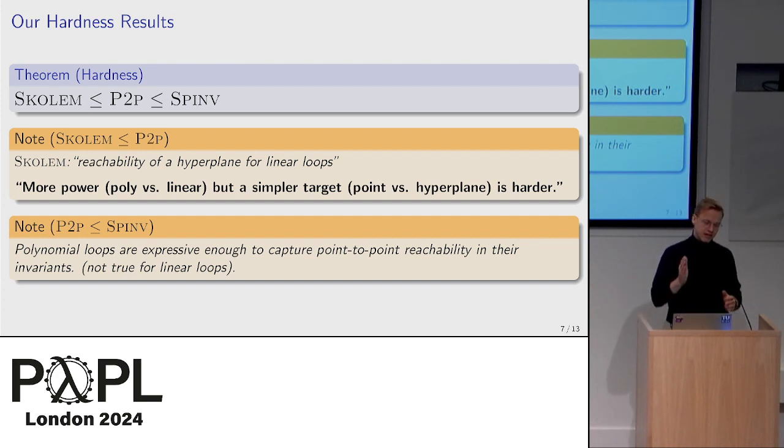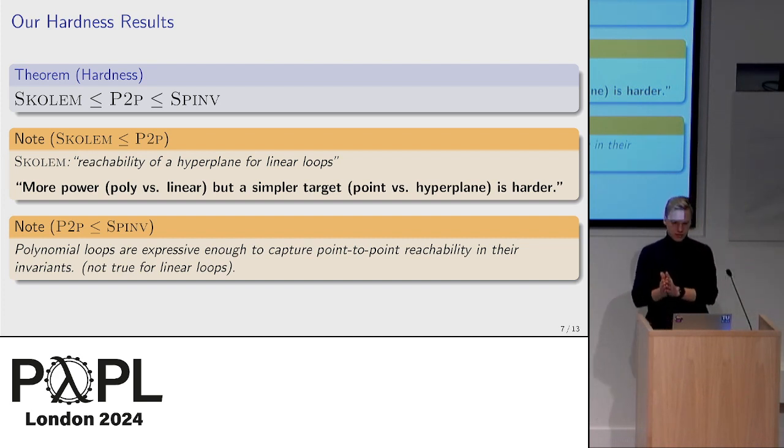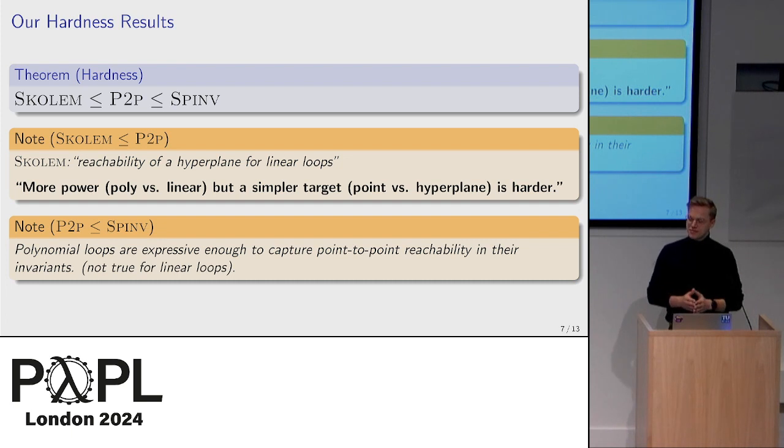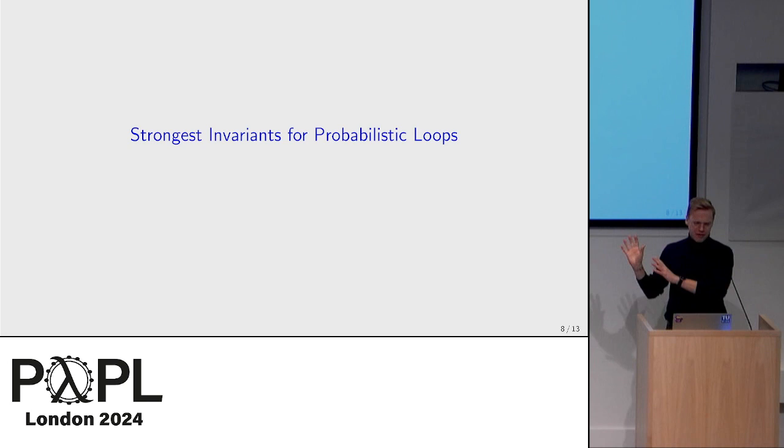And for the second reduction, we reduce reachability to computing the strongest polynomial invariant. And this basically means that polynomial loops are expressive enough to capture reachability within their invariants. And this is a fact that is not true for linear loops. So this was actually a very big part of our paper, the main part, but because this is a probabilistic session, let's also focus on this section here, and let's throw in some probabilities.